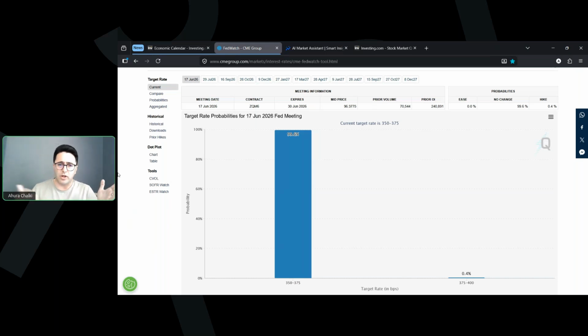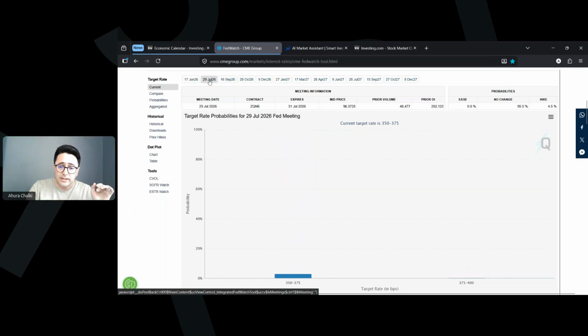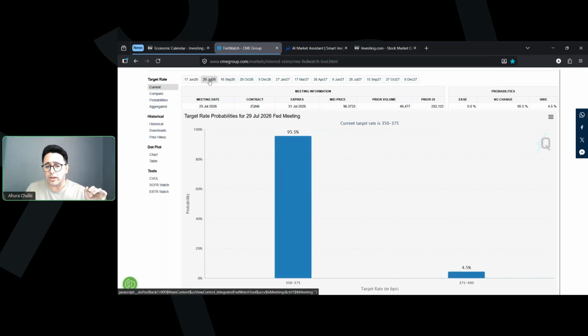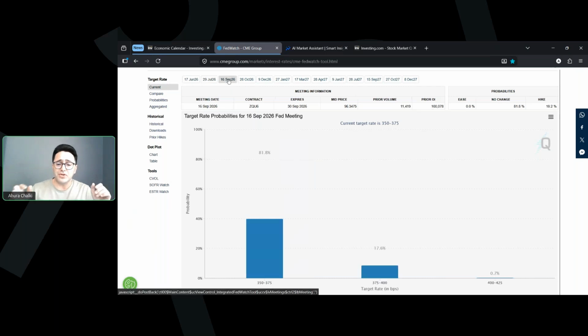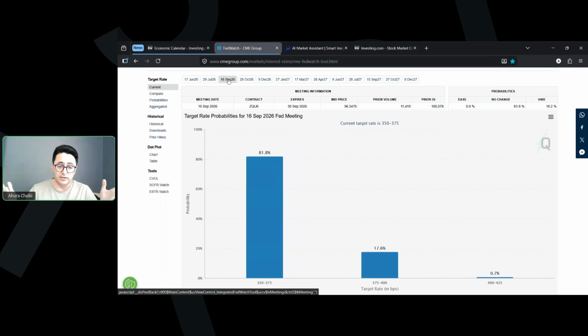It's not just that we are not talking about a rate cut. There is even a chance of a rate hike, even in June. I'm looking at the July meeting. The chance of a rate hike, not a rate cut, increased to more than 4%. Looking at September, the chance for a rate cut is still zero, less than zero.